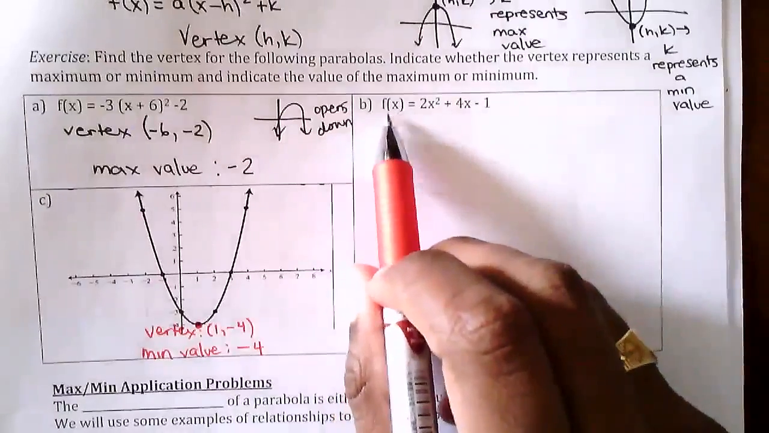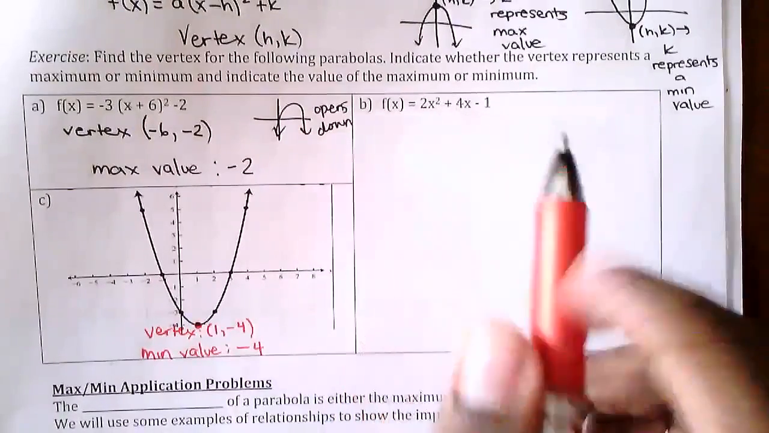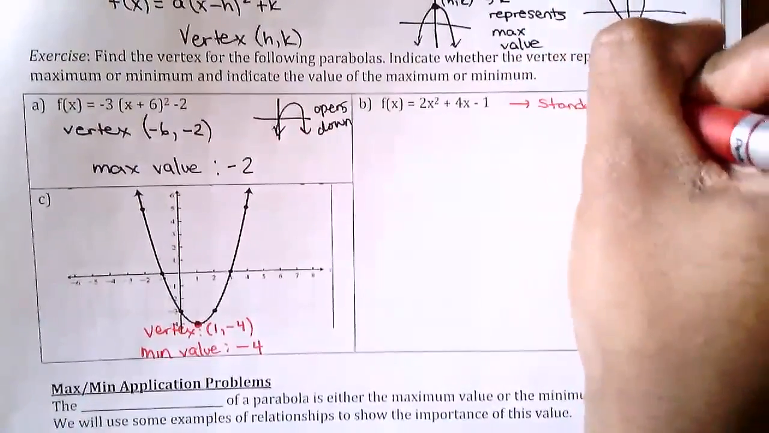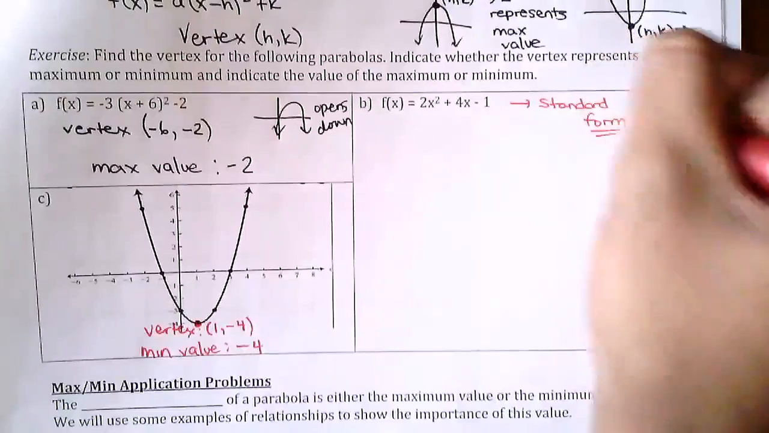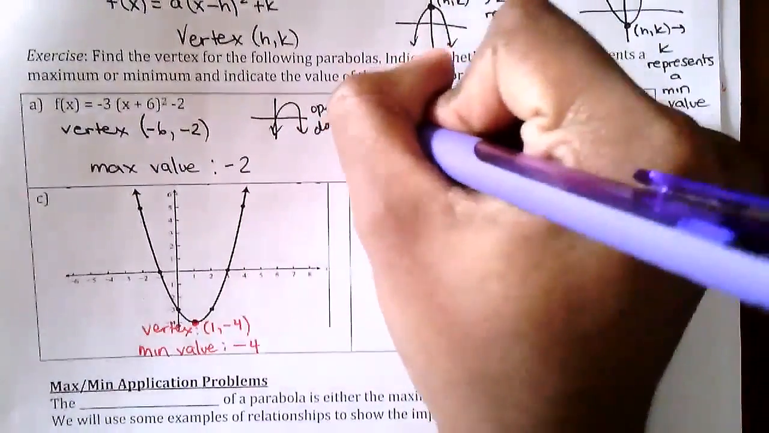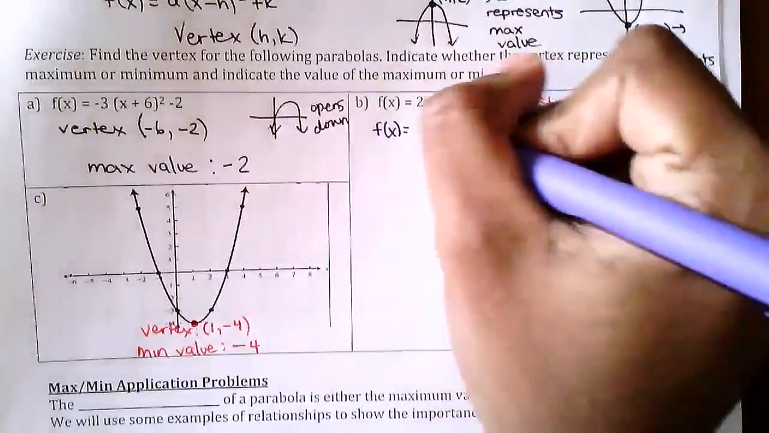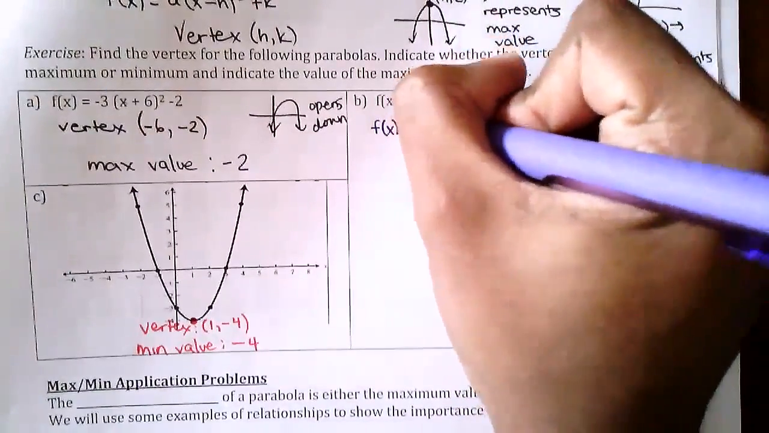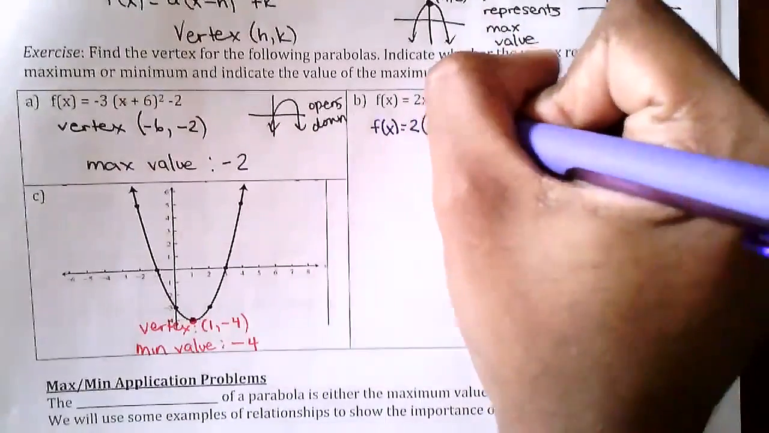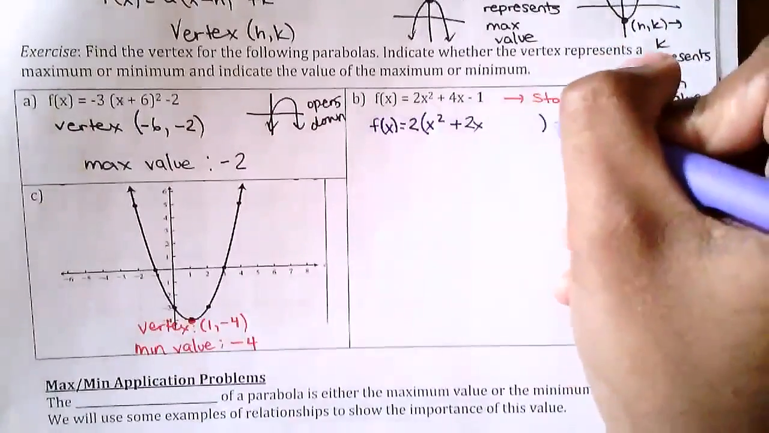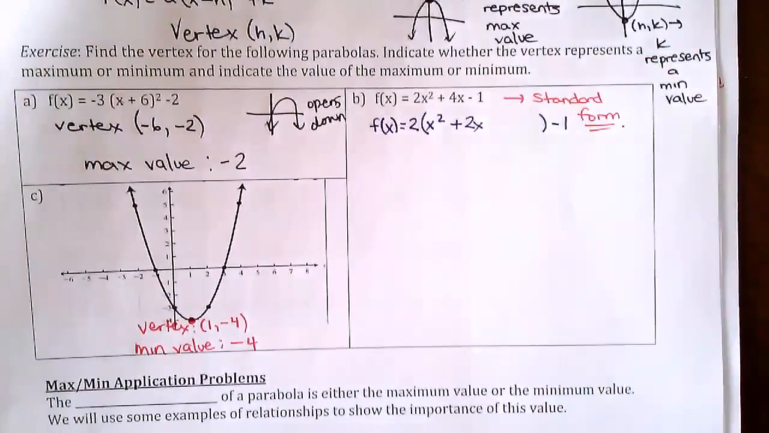The next example here, it says f of x is equal to 2x squared plus 4x minus 1. You should recognize that this is in standard form, but in order to get the vertex, we need vertex form. So in order to go from standard to vertex, we complete the square. So remember, with completing the square, we're going to factor out the a from the first two terms. So 2 times x squared gives me 2x squared, and 2 times 2x will get me the 4x. Then you leave a lot of space and copy down the c value.